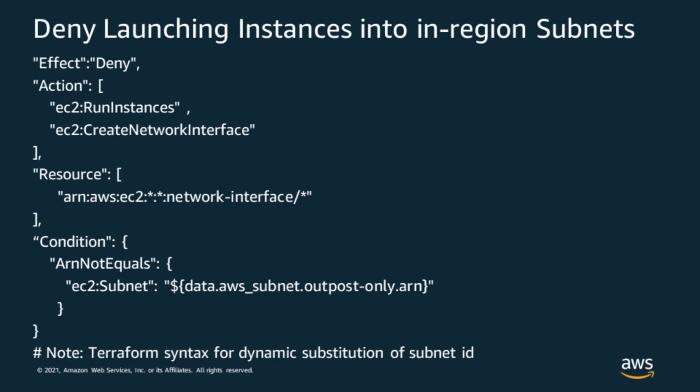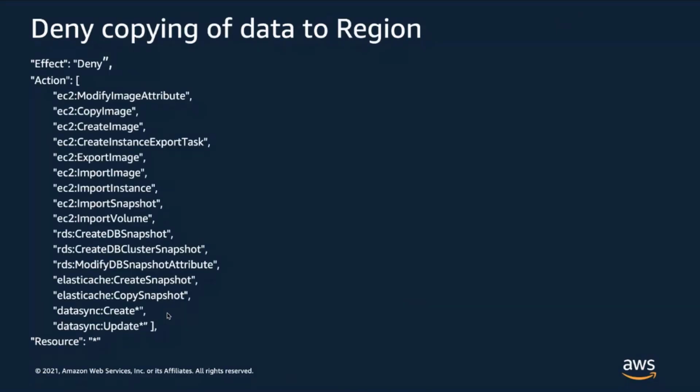So in this condition, it's just a single condition. The condition key is on EC2 subnet, and we're specifying an Outpost only subnet, specifying the ARN for that. And if the ARN is not equal to that, so therefore it's an ARN that is of an in-region subnet, then this is going to be true. And so this deny policy would take effect. And I am using the syntax here from Terraform of dynamic substitution of a subnet ID.